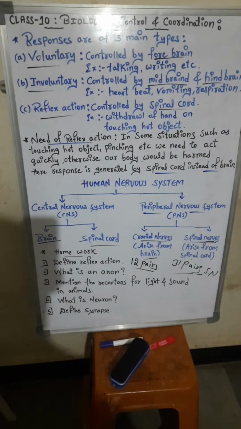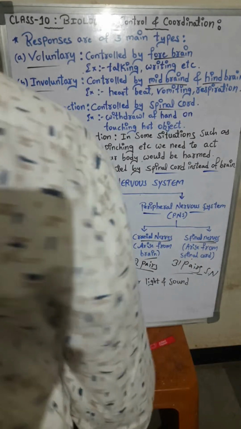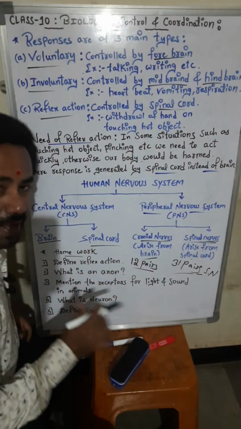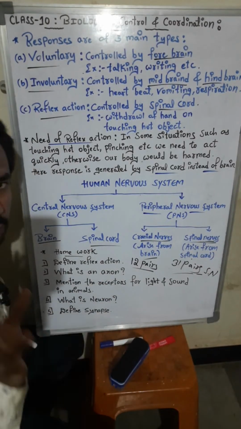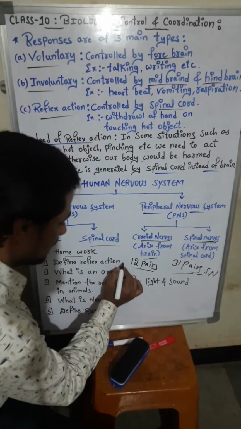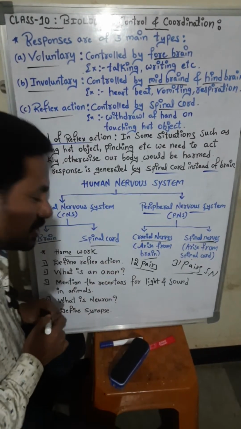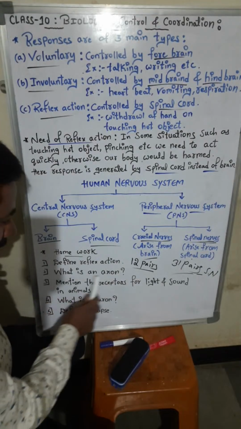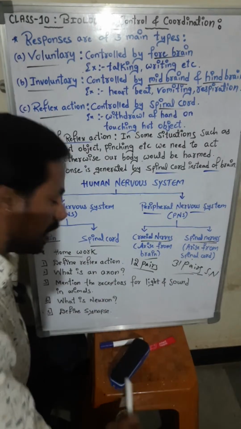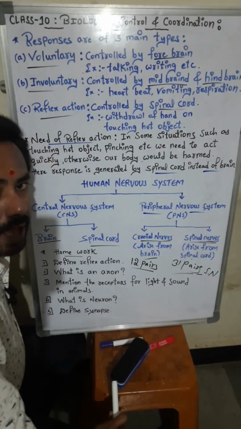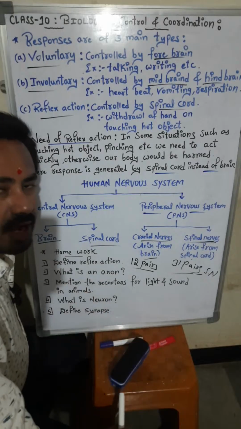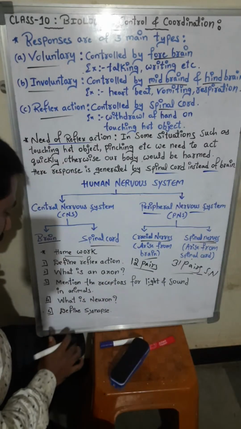Okay, fine students, this is some homework I want to give you. So the homework is this: first you have to see the video, read the chapter, and then come here. What is reflex action, or define reflex action? What is an axon? In the previous class we studied about the axon. What is an axon? We say 'an' because in English grammar we put 'an' before vowels. It is simple.